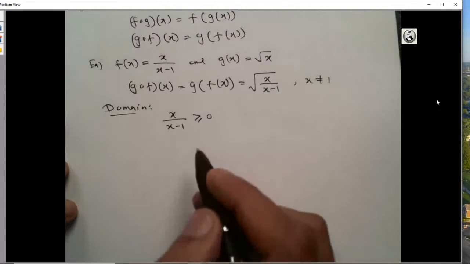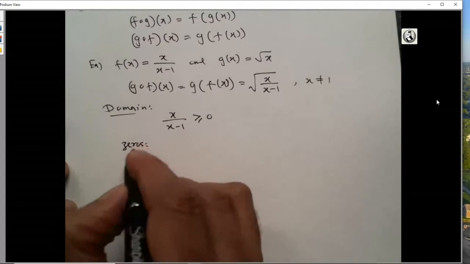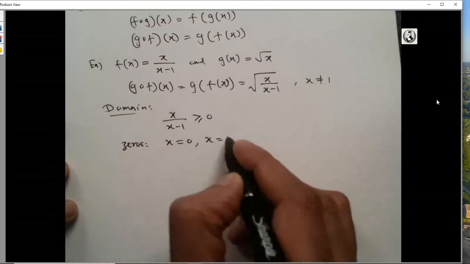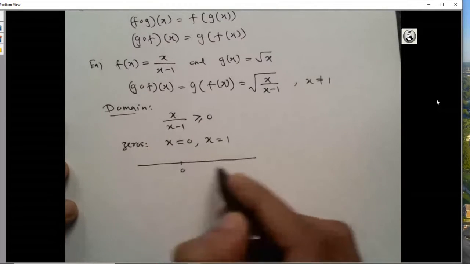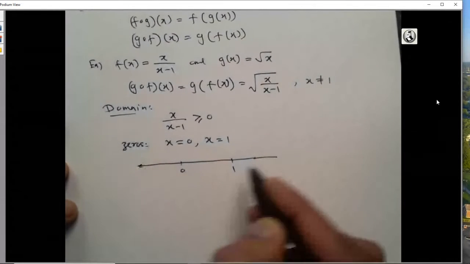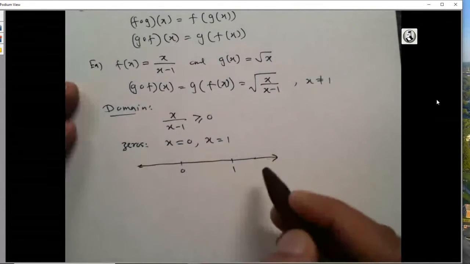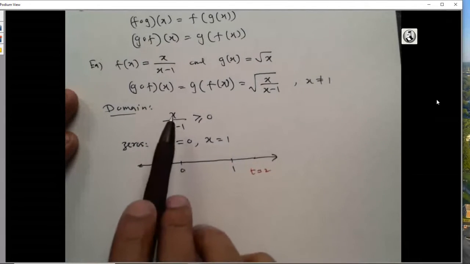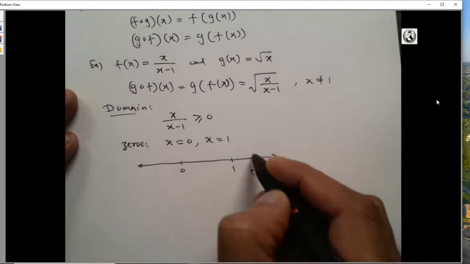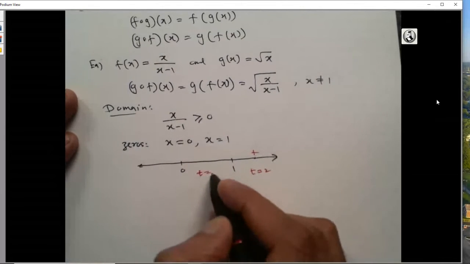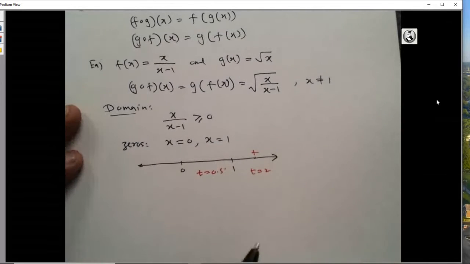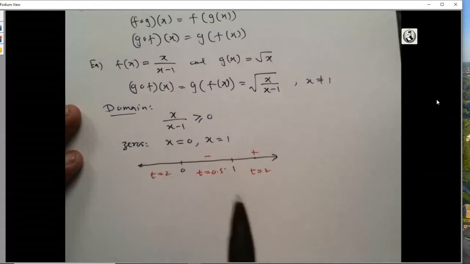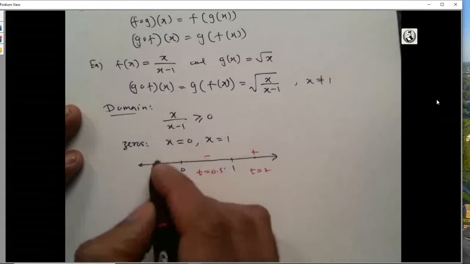To do that, what we normally do is look for zeros. The zero from the numerator is 0, and the zero from the denominator is 1. We mark them on a line in increasing order, 0 to 1, and then we pick test points. We can pick t equal 2 here. If you plug in 2, you get 2 over 1, so both are positive, and it's positive. We can pick t equal 0.5 here. This is positive and this is negative, so it's negative. And we can pick t equal 2 here. If you plug in 2, you get 2 over 1, which is positive.